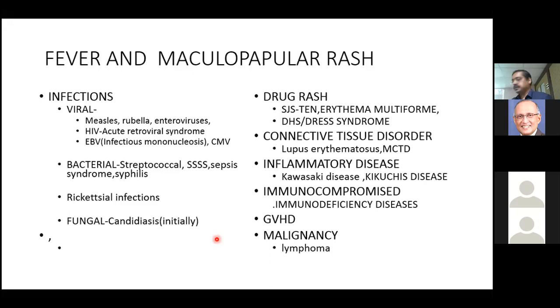So all of these. Now, connective tissue disorders again can present with a febrile illness, because with every spike of fever there is a rash coming up, and that spike may be associated with an infection. That is why you will get a fever and a maculopapular rash in a connective tissue disorder. Okay. Inflammatory disease: you have seen several cases of Kawasaki disease, I presume, or Kikuchi's disease, which will have a painful lymphadenitis, and a fever and a maculopapular rash can present.